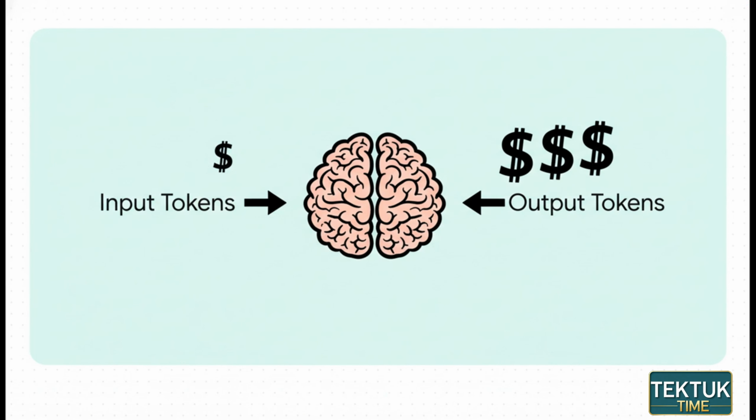Okay, now let's talk about money. You have to know this. Not all tokens are created equal. Input tokens, so the prompts you send to the model, are actually pretty cheap. The model just has to read them. But output tokens, the stuff the model writes back, are way more expensive. And why? Well, it's because generating each and every one of those tokens requires a full computational pass through the entire network. This cost difference is a critical factor you have to design around.